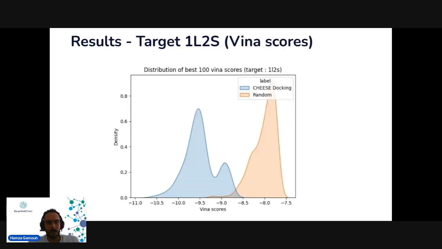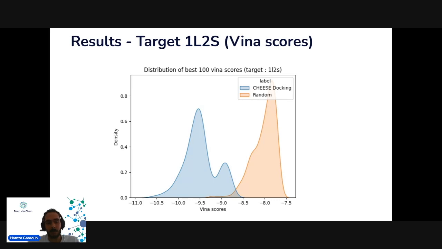So here we will show some results. We will start with the AmpC beta-lactamase target, which has the PDB ID of 1L2S. Here you can see that cheese docking has better Vina scores. The lower the Vina score in terms of value, the better. So you can see that cheese docking has a better distribution of Vina scores against the random strategy. These are the best 100 Vina scores collected over 4 trials of the experiment.